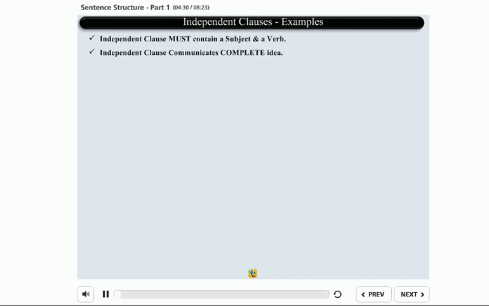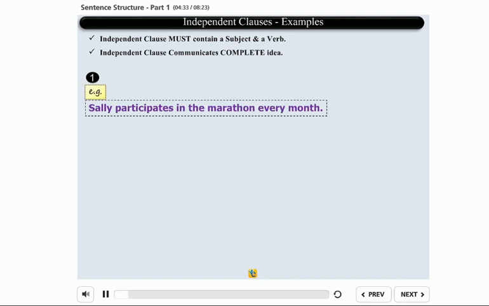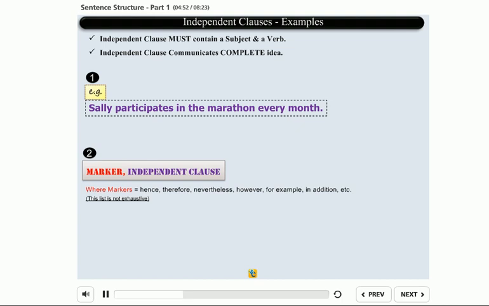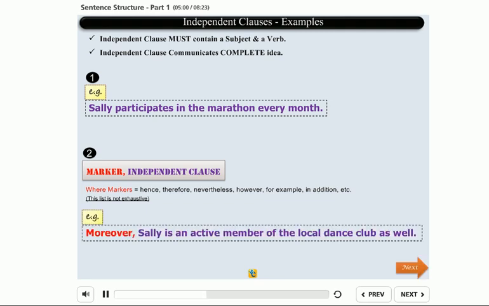Let's now review some examples of independent clauses. Read example 1. Notice the verb participates and subject Sally. Notice that this sentence communicates a complete idea. Now, independent clauses may also at times begin with certain markers such as hence, therefore, in addition, for example. These markers are typically separated by a comma as shown in the example 2 sentence. Notice that this sentence also communicates a complete meaning and contains the subject-verb pair Sally is.